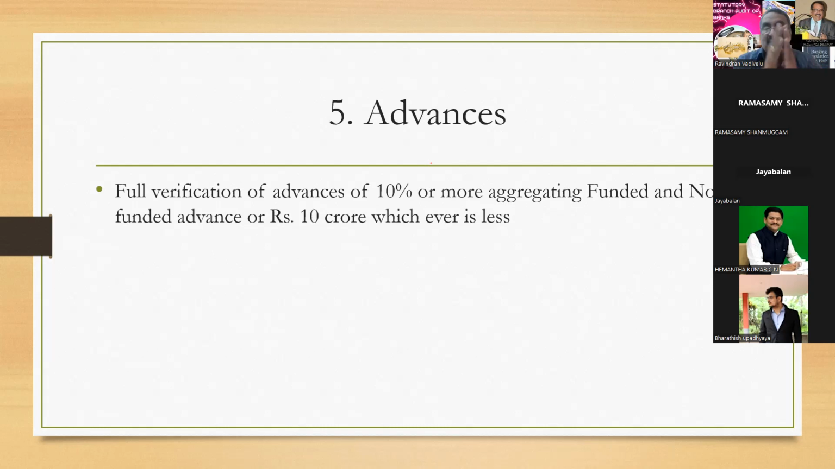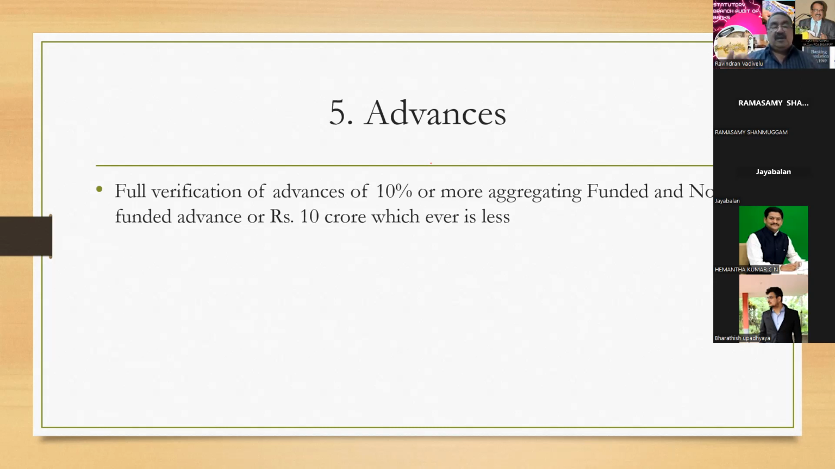So you go to the bank balance sheet and take the advance figure. You have to calculate total advances into 10% for outstanding. It is only the outstanding balance, that is funded and non-funded, 10% of advances, or 10 crore, whichever is less. In case the total funded and non-funded advance is 50 crores, 10% works out to 5 crores, or 10 crore, whichever is less. That means any loan in excess of 5 crores, you have to do 100% working. So you have to do full verification.